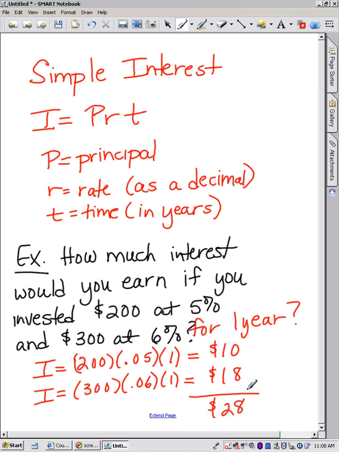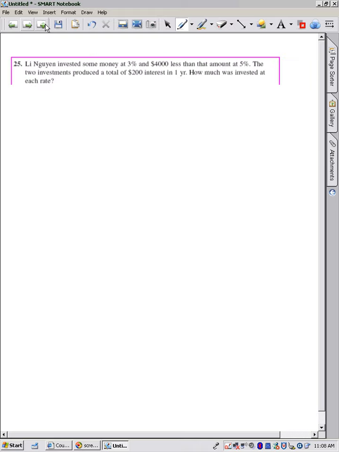That's the concept. Okay, so we're going to look at this now dealing with variables, dealing with unknowns. It says Leon invested some money at 3% and some at 5%. The two investments produced a total of $200 interest in 1 year. How much was invested at each rate?